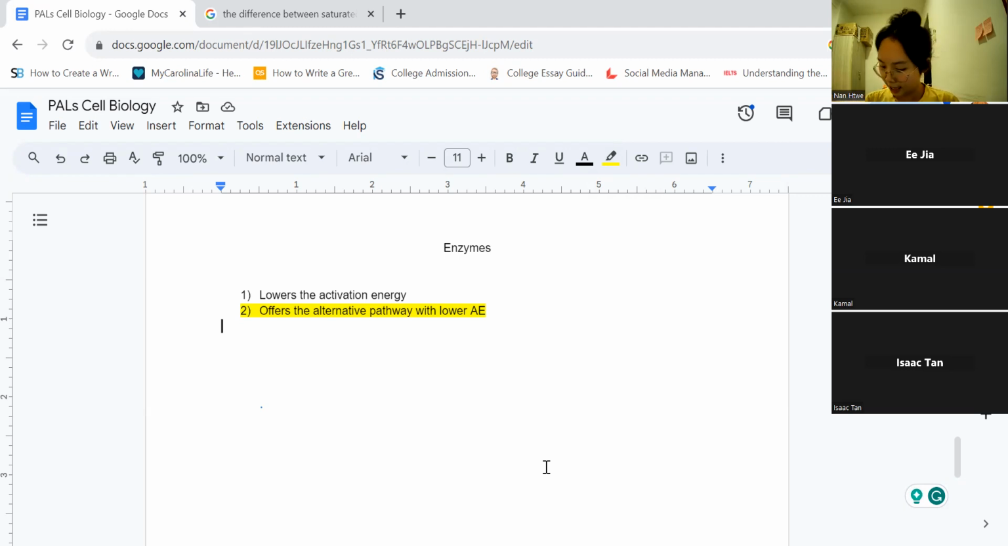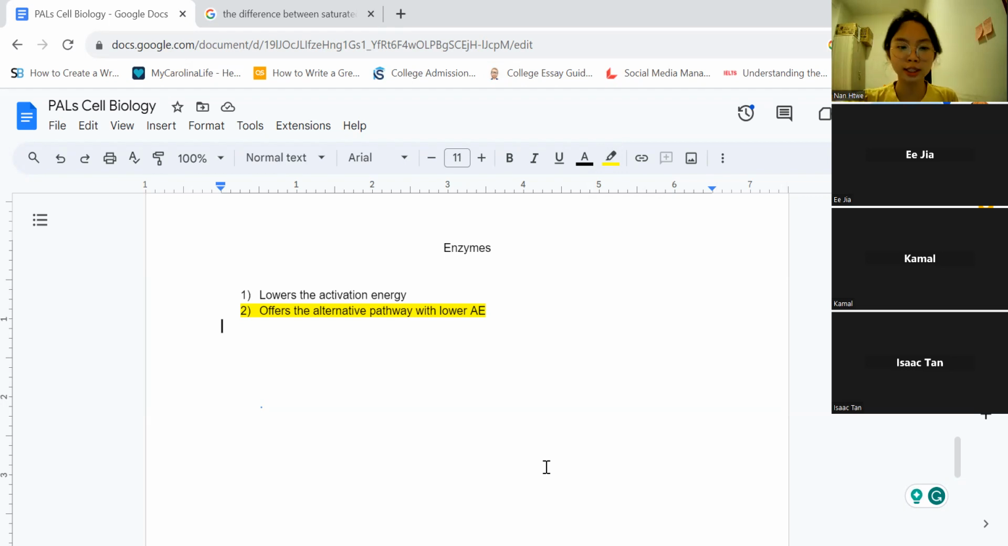And then what else? For the enzyme, it doesn't change, right? At the end of the reaction, it stays the same. It is used in the reaction, but it stays the same. So for the enzyme, first of all, you need to know the definition, and its property is that the activation energy is not lowered. It only offers the alternative pathway with lower activation energy. It remains unchanged at the end of the reaction, it doesn't affect the number of products, but it increases the rate of reaction. That is what you need to know about the enzyme. There might be a definition question for the enzyme.